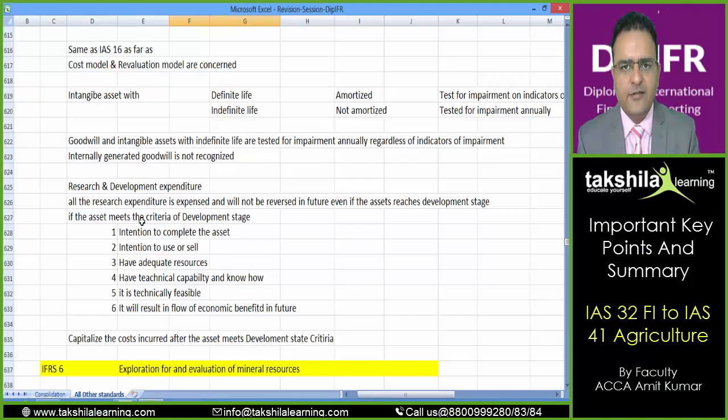When it meets the category of development stage, from that day onwards, they can capitalize all the costs they are incurring. But any expenditure they have expensed till date will not be reversed. If they have expensed any expenditure as part of research expenditure till date and after it meets the development stage criteria, any expenditure after this point can be capitalized, but any expenditure which has previously been recognized as expense cannot be reversed. So do not reverse any research expenditure done. Whatever has gone has gone. You cannot do anything about it. So this is how we deal with research and development expenditures.